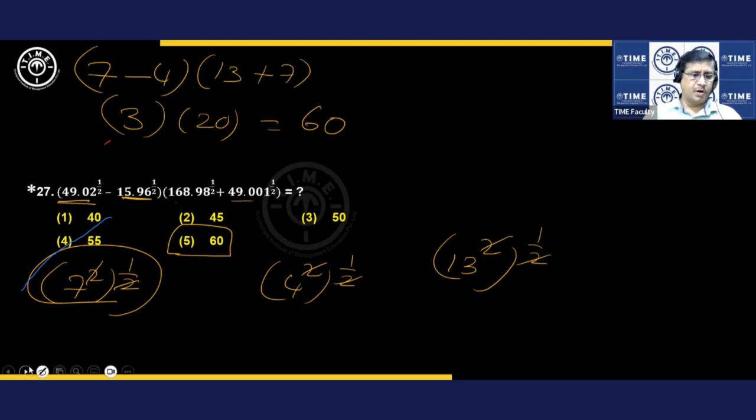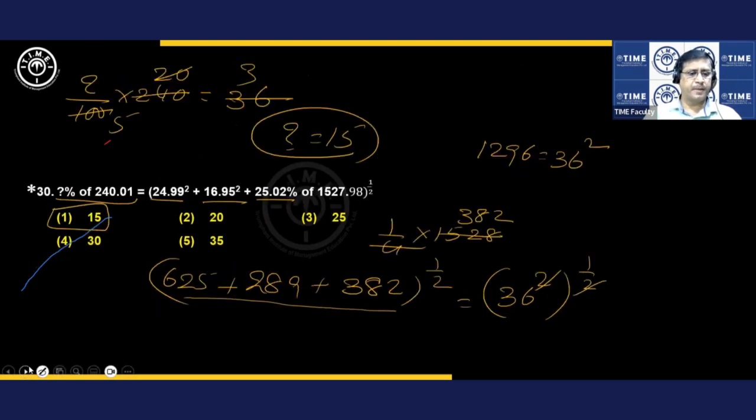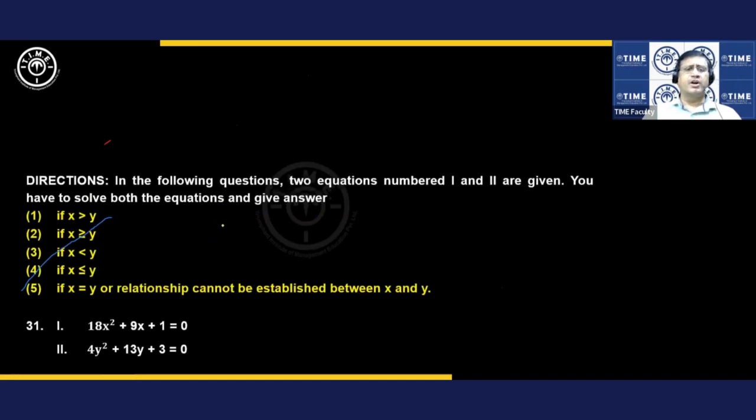Okay. Now look at the next set of questions. It's a quadratic comparison. Just observe this. X greater than y. X greater than or equal to y. X less than y. X less than or equal to y. X and y both are equal, or a relation cannot be established between X and y. Okay. Look at the first example.